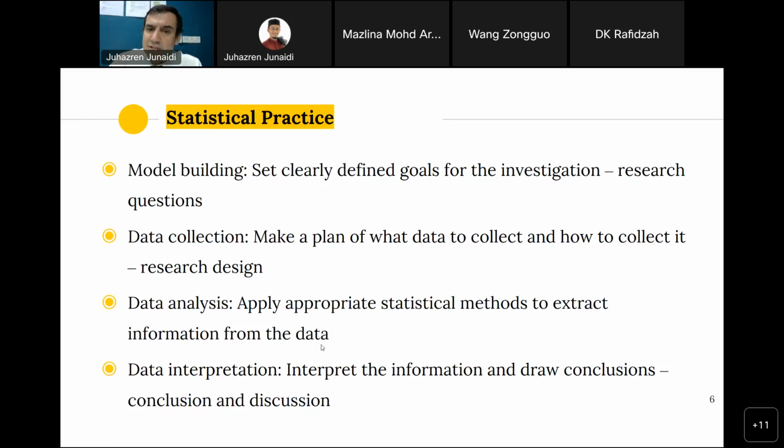The data analysis is to apply appropriate statistical methods to extract information from the data. And data interpretation is where you are now telling what you have found and how to interpret it. You can also make comparisons to the literature here. Interpret the information and draw conclusions. And the conclusion and discussion part is this part actually.